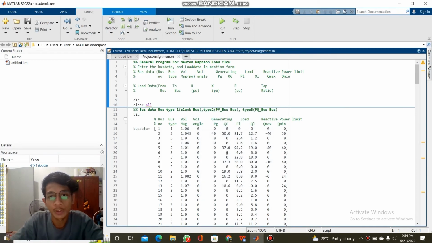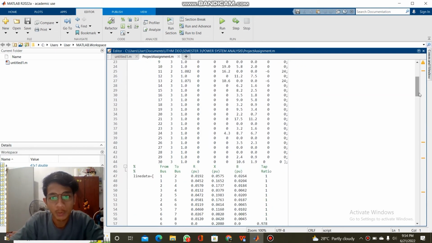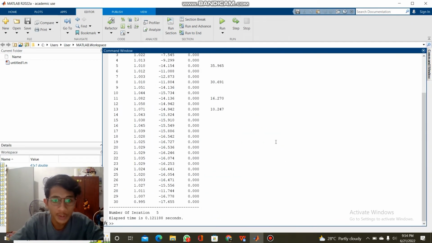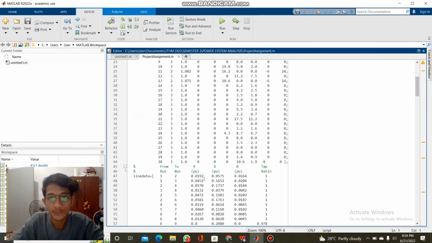Assalamualaikum and hi, my name is Muhammad Afiq bin Badrul Hisham. Today I would like to talk about our coding for bus 30. We start from the beginning. We get the load P is 10.6 and load Q is 1.9. After we run, we can see here the voltage at the bus is 0.995 pu. Then I increase this value by 10%.